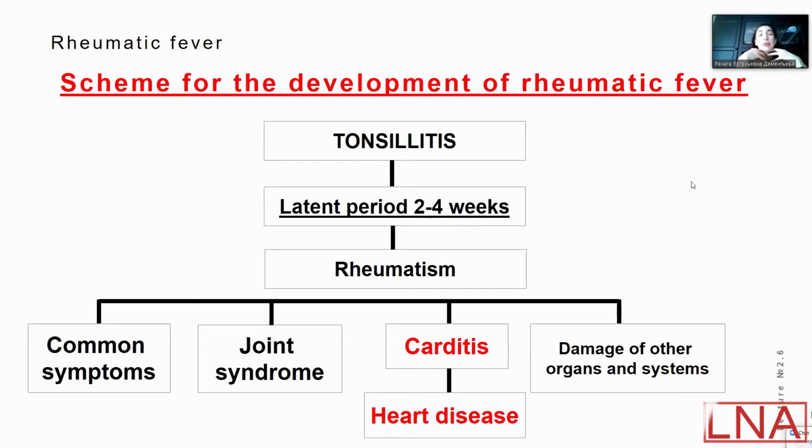Tonsillitis, as we discussed. Next, some latent period from 2 till 4 weeks, and maybe the patient is recovering from the tonsillitis, but this time is needed for developing acute rheumatic fever, the secondary infection, secondary immune inflammation. And next, developing rheumatism, which includes acute rheumatic fever. Rheumatism includes common symptoms, joint symptoms, carditis, development of heart defects and heart disease, and damage of other organs and systems, which includes brain symptoms.